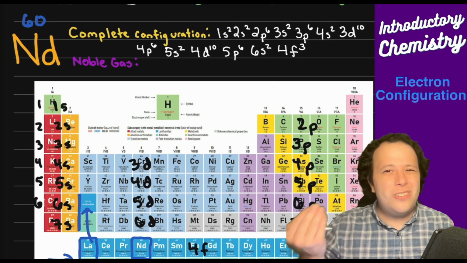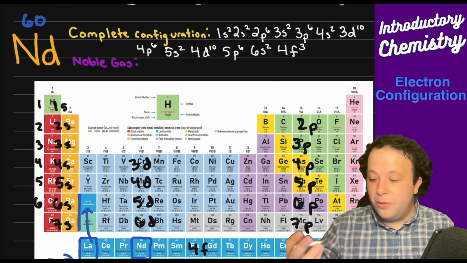F orbitals are really hard when you have to do them. Hopefully you don't have to do many. Usually it's a homework example. Very rarely do you see them on exams.